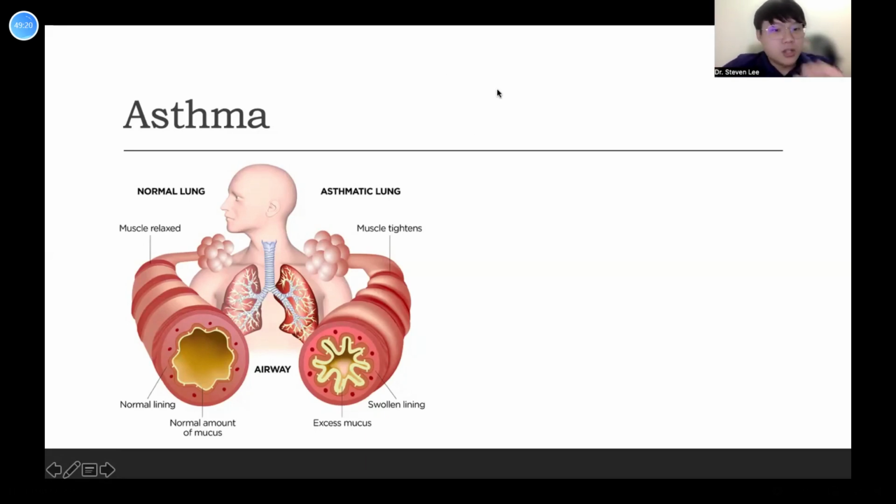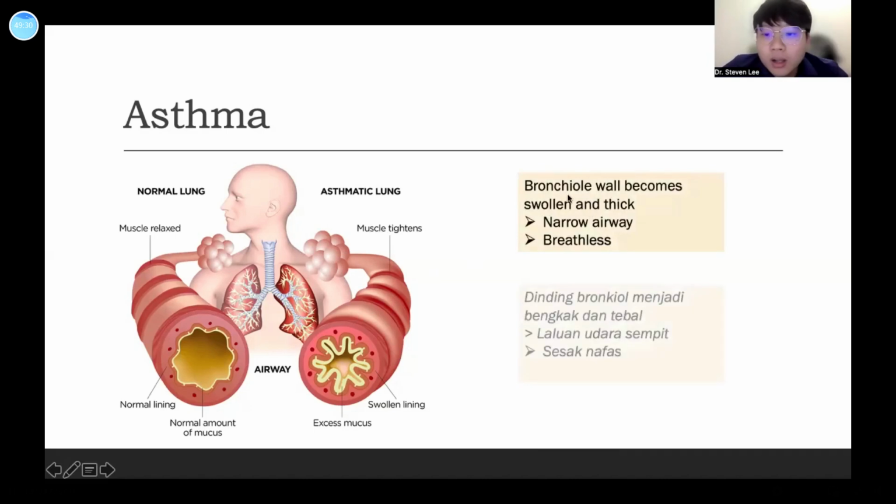Okay, so now we talk about asthma. The idea in your syllabus is very simple. It's because of the constriction of the airway, your bronchial wall. The idea is that you become asthmatic because your bronchial wall becomes swollen and thickened. Simple idea. This is your bronchiole, and you can see the muscle tightens. The airway becomes smaller. So the bronchial wall becomes swollen and thickened.